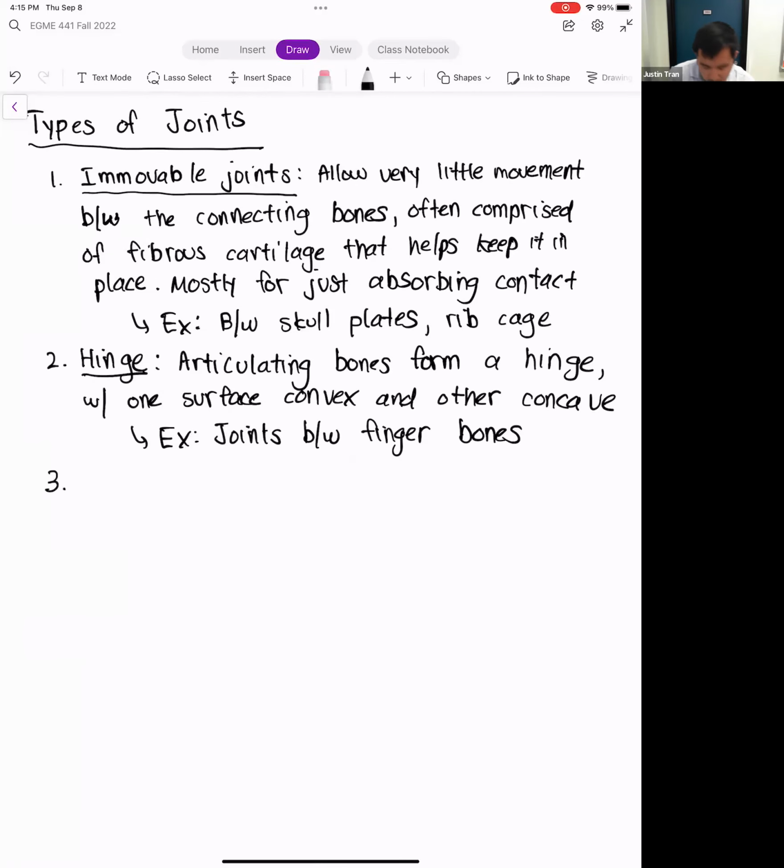But of course, other examples would be like your elbow. Your elbow is a good example of a hinge joint. Your knee, technically it's a hinge joint because it can only move as a hinge, but the knee is actually quite complicated. So we'll come back to the knee a bit later in the class today.